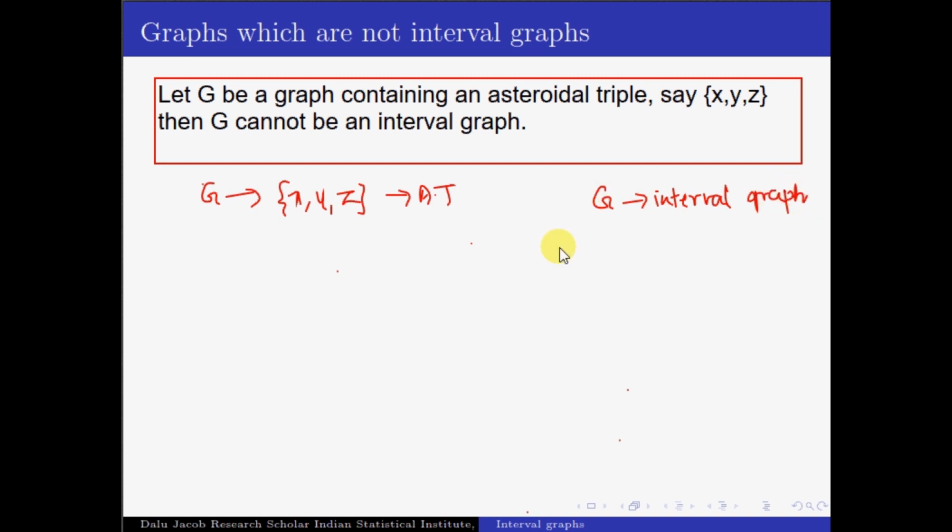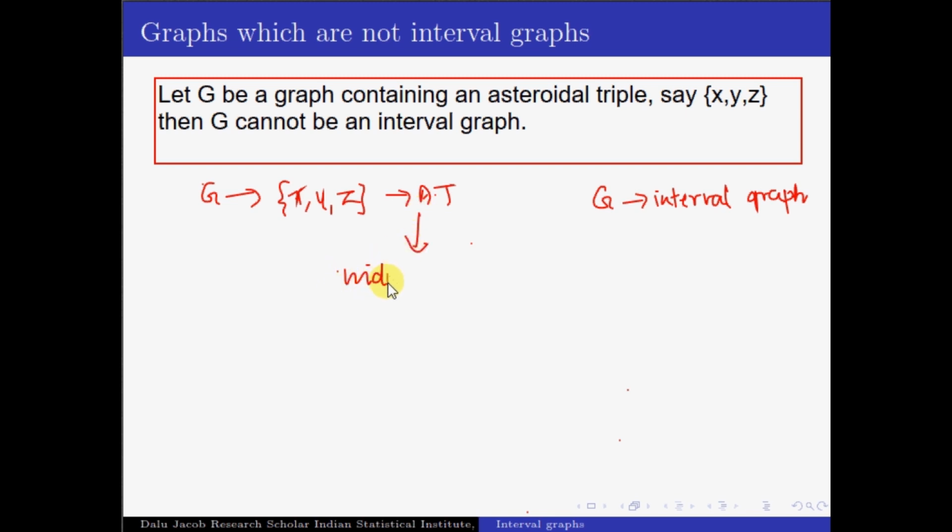If G is an interval graph, then by definition G has a valid interval representation. Now we will look at the intervals corresponding to the vertices x, y, z in that interval representation. As it is an asteroid triple, by definition we know that these vertices x, y, z must be independent, right?